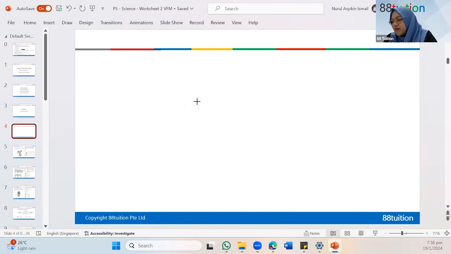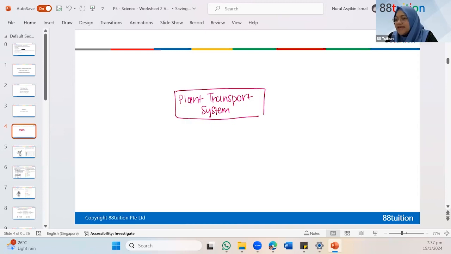What I'm going to do first is I'm going to write down the word plant transport system, because that's what we are doing. The first thing that I will ask you all is, why is there a need for a transport system? Anyone can answer me in the chat.